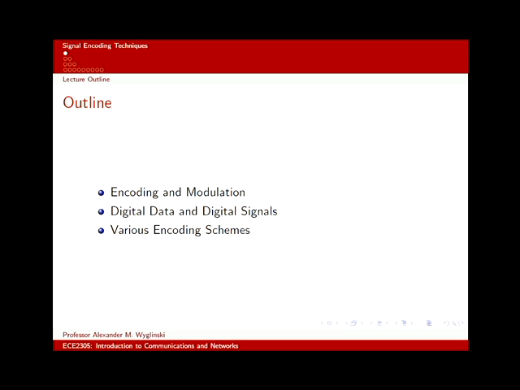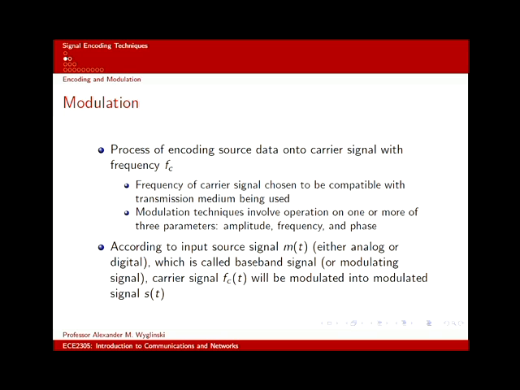And then we're going to start with the first of four types of modulation encoding, which involves taking digital data and using digital signals in order to convey that digital data. We'll then go through a laundry list of several popular types of encoding schemes. Okay. So what is modulation?